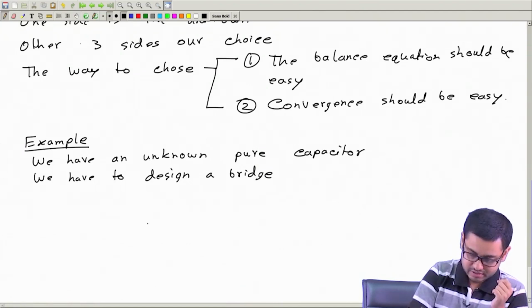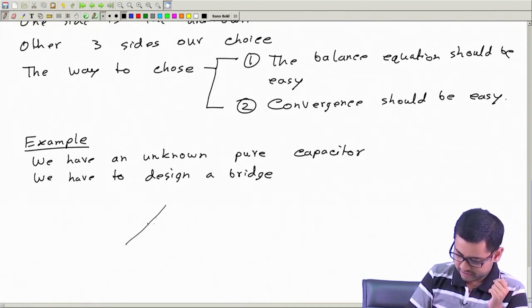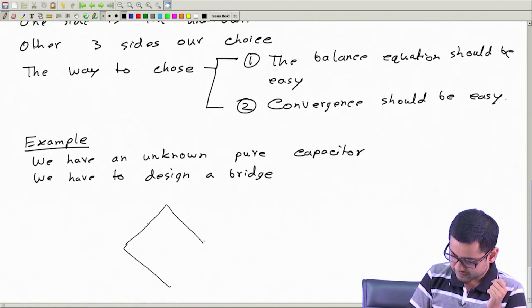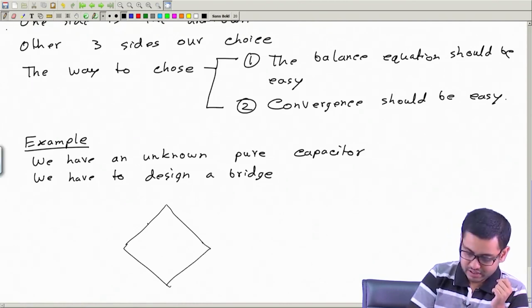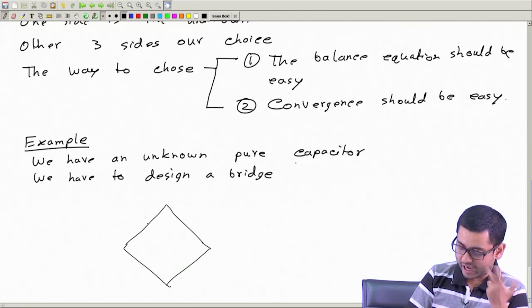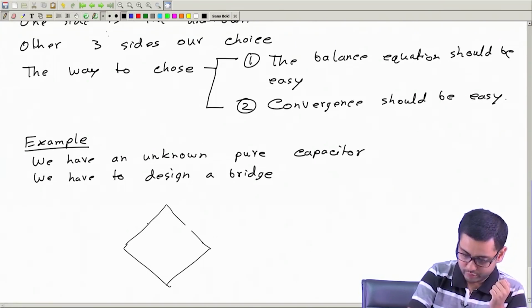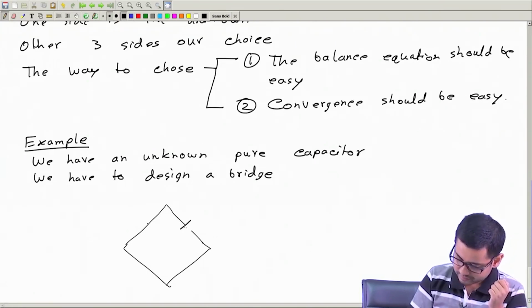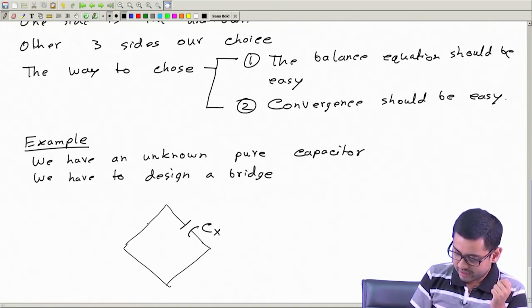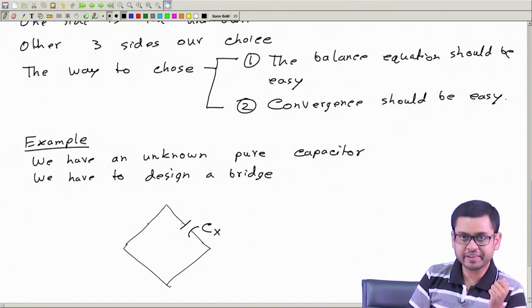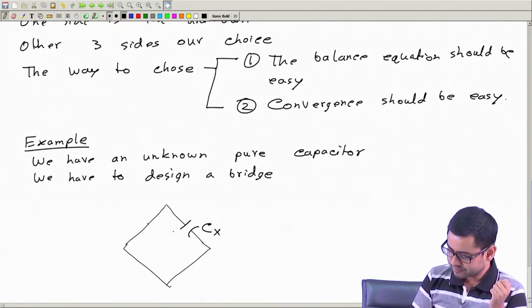Now, a bridge means always these 4 arms. Now one of them will be the unknown, the capacitor. So of course we can put the unknown one in any branch you like, anywhere you like. This is Cx, and this is nearly pure, so no parallel or series resistance we are putting here.